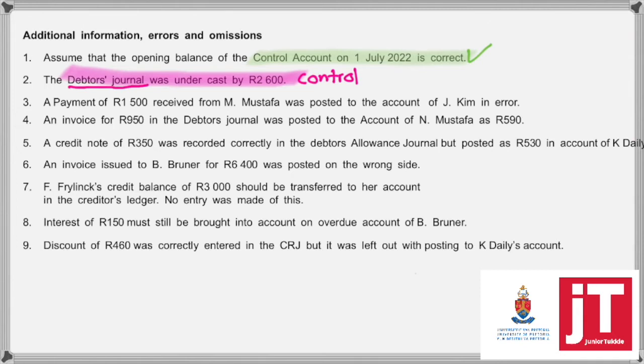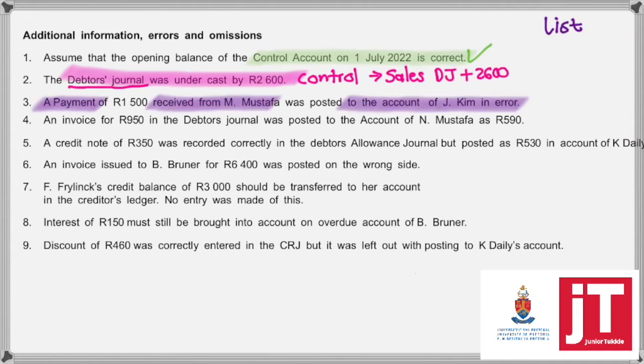If I look at the next one, the debtors journal was undercast by 2,600. Now, if a journal total is undercast, then the control account must be fixed. If you fix that control account, the debtors journal is the sales figure that you're going to have to fix. Also, the sales figure in the debtors journal must increase with 2,600 Rand.